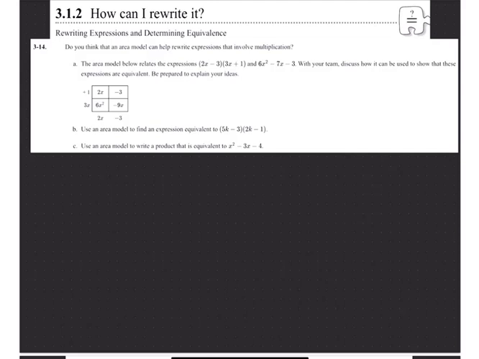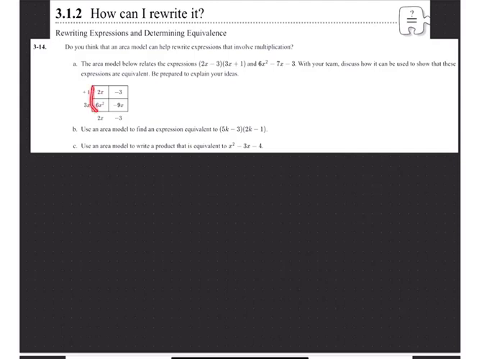So problem 3.14, they want you to think of the area model and rewrite it using multiplication. So for A, they wanted us to use the area model to relate the expression 2x minus 3 times 3x plus 1 and this 6x squared minus 7x minus 3, kind of looking at the equivalence of them. So they actually started the problem for you, and they used the area model.